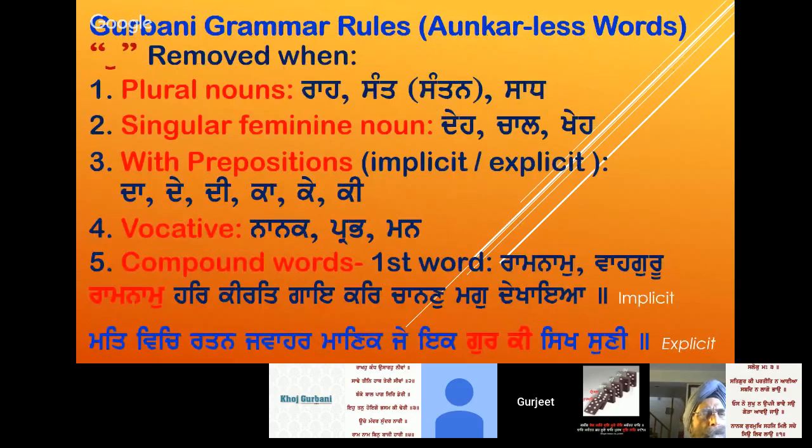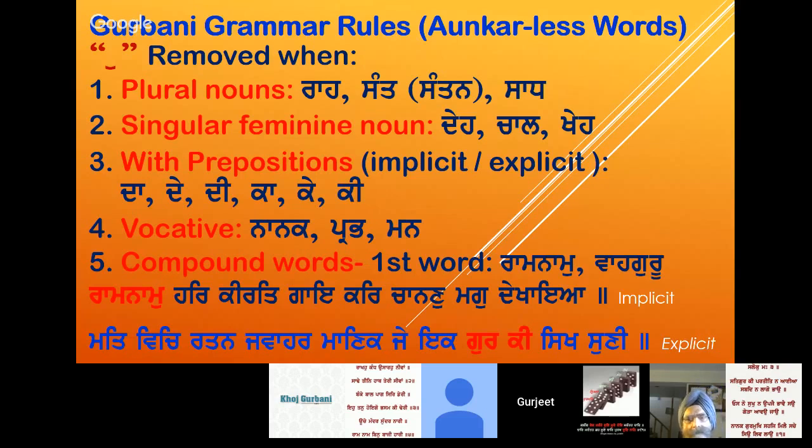Then there are cases where the onkar is not there. So what are the reasons for it? The first reason is in case of plural nouns like Raha, Sant, Santan, Sad, there is no onkar. There is a mukta there. So this is an indication of how to make plural nouns. One way is when you take the onkar off, then it becomes a plural noun. Then there are also some feminine nouns which don't have an onkar. So that's to be kept in mind.